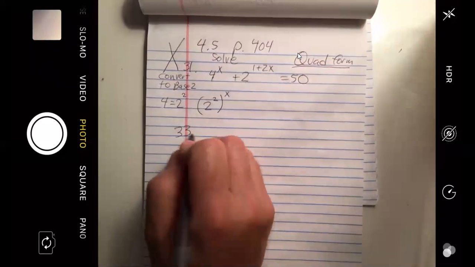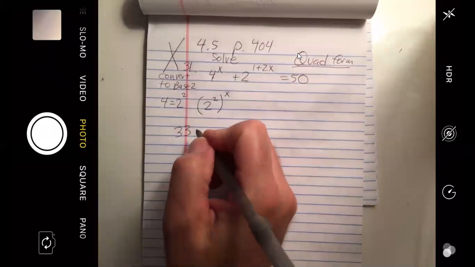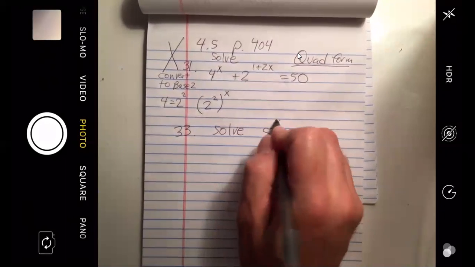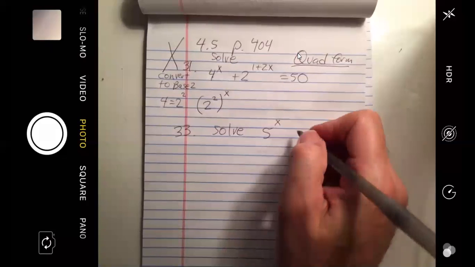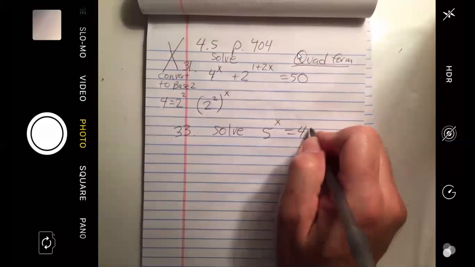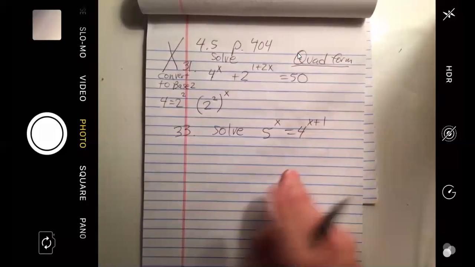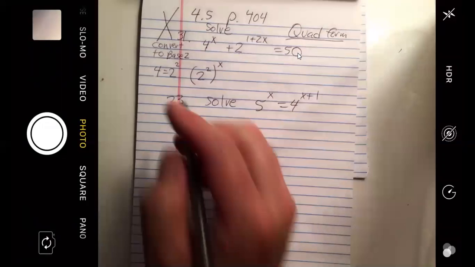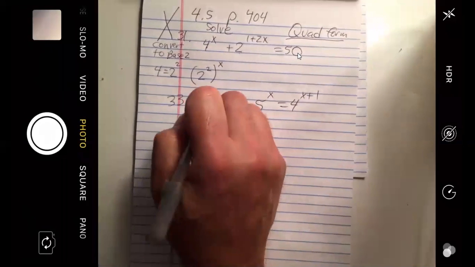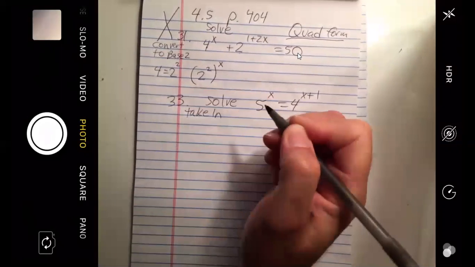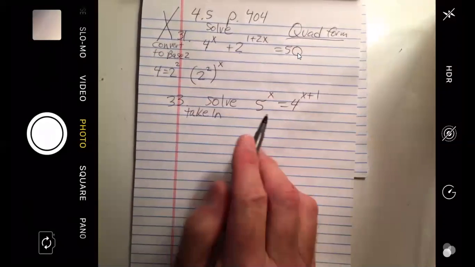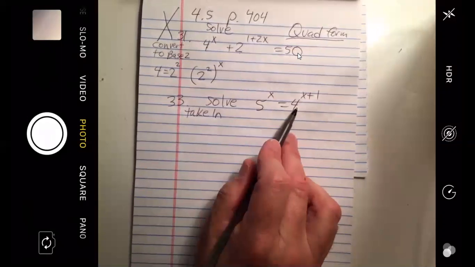Let's try 33. Solve 5 to the x equals 4 to the x plus 1. Okay, this is why I'm trying to tell you to take ln, because you've got two different bases on this one.